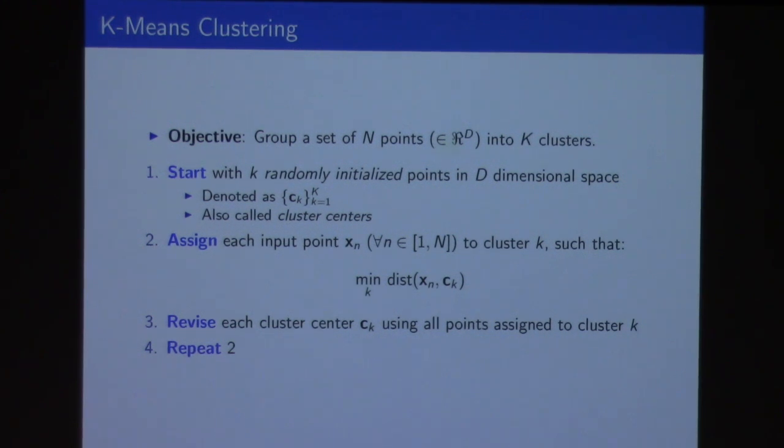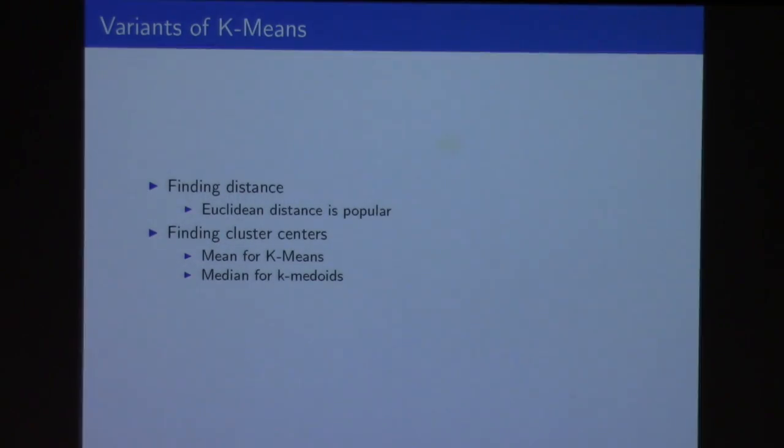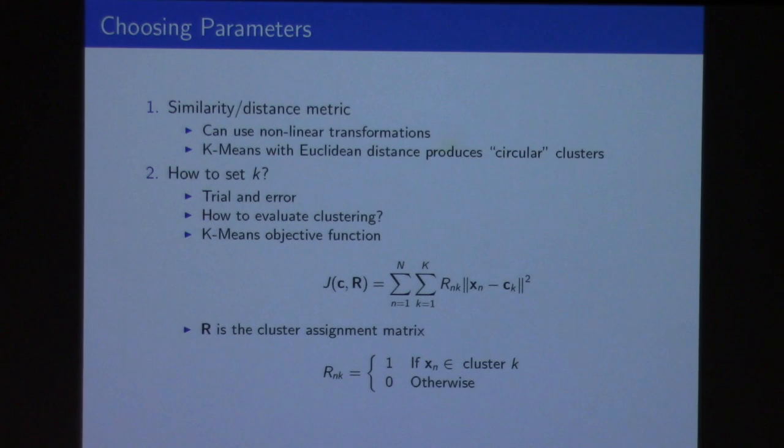So it's not too many distance computations. And then you're just doing a revision, which is essentially a column mean. So it's very efficient in that way. All right, so as I said, you can have other variants of k-means.